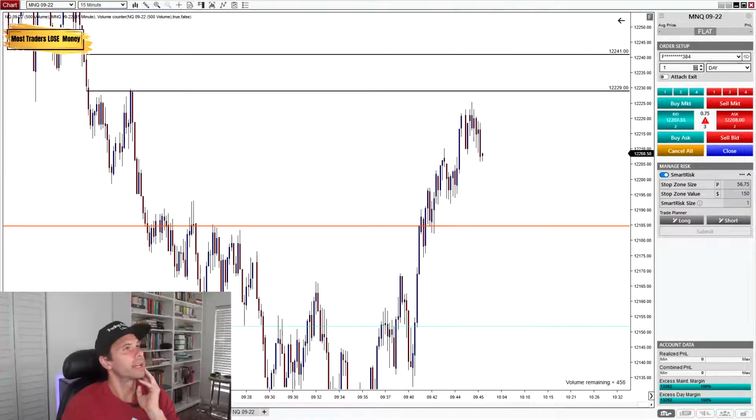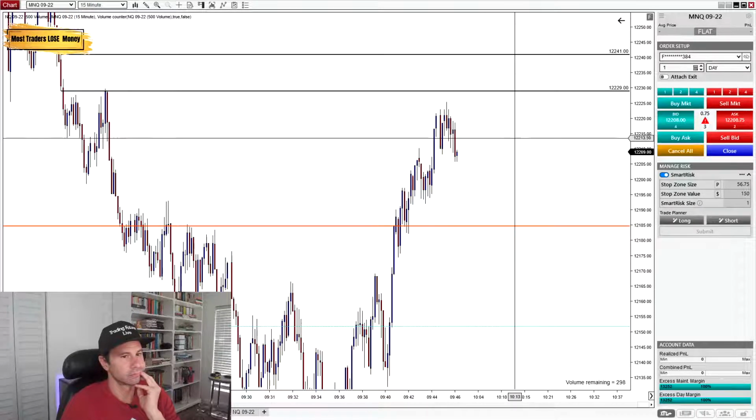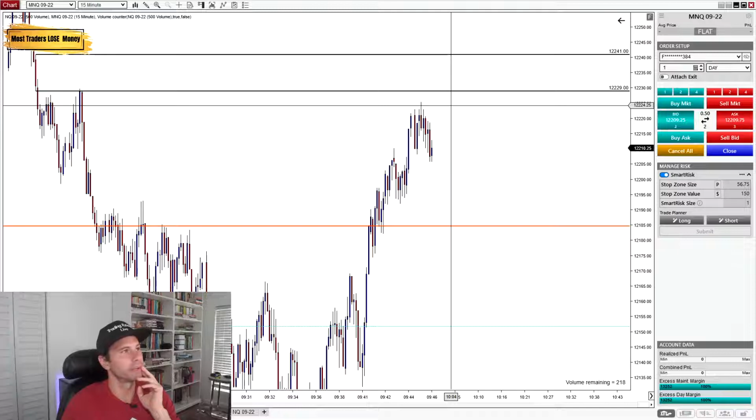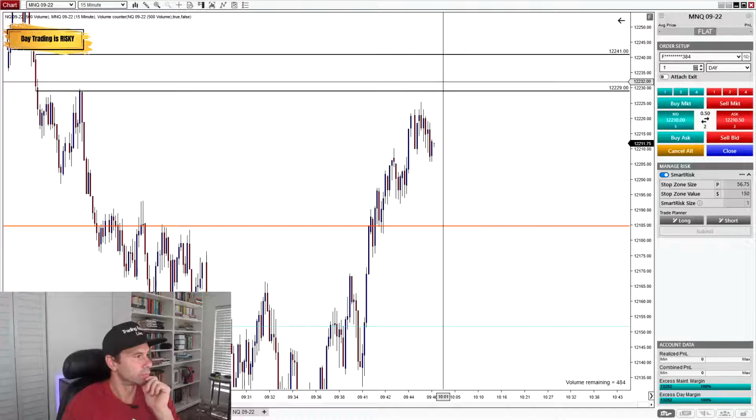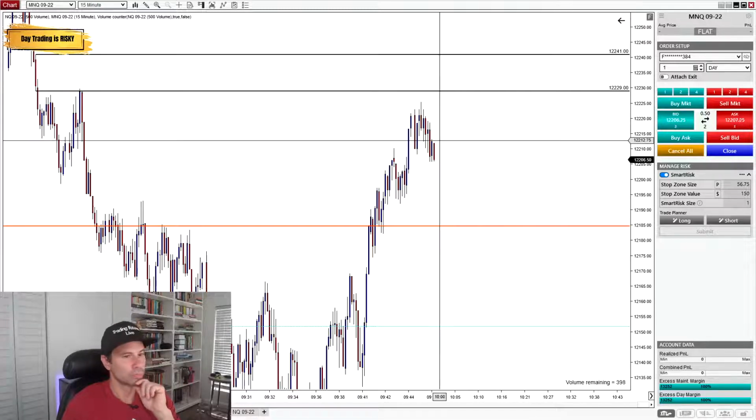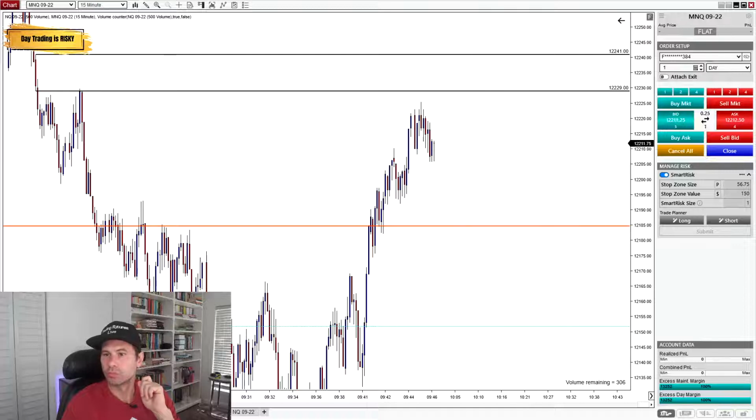So we have a new 15-minute candle. We might expect a retracement here. The dollar continues to drop. It's moving a little bit to the upside. It came to the demand that was created at 955.